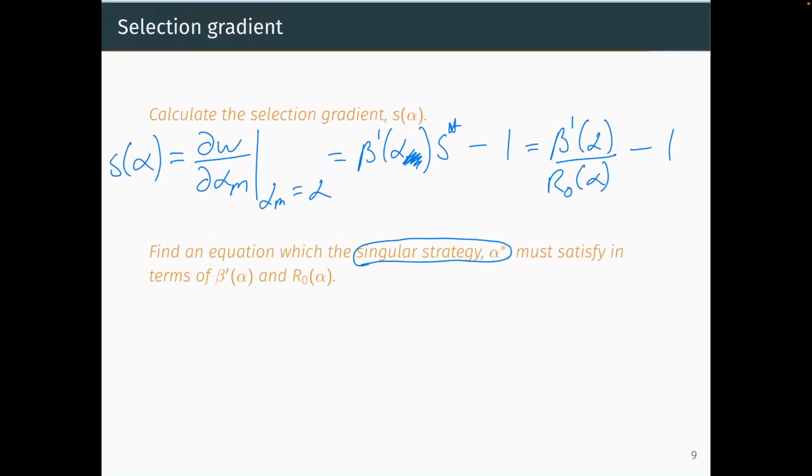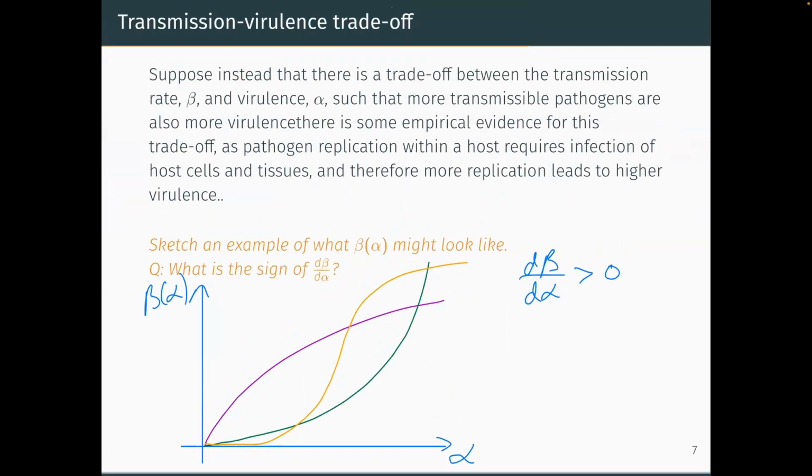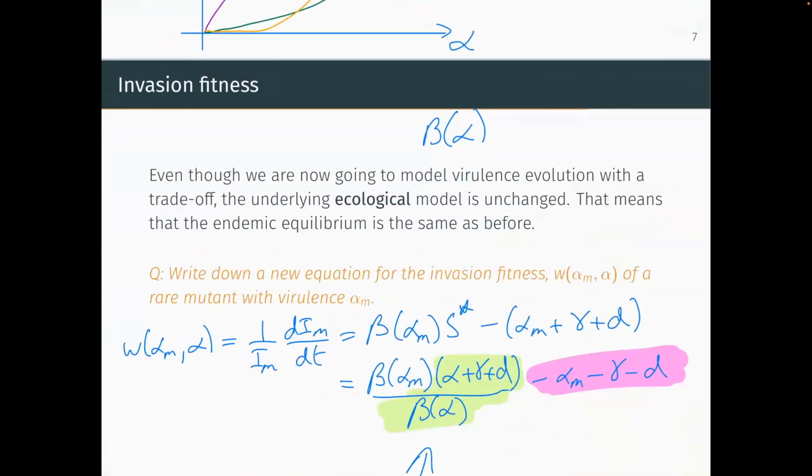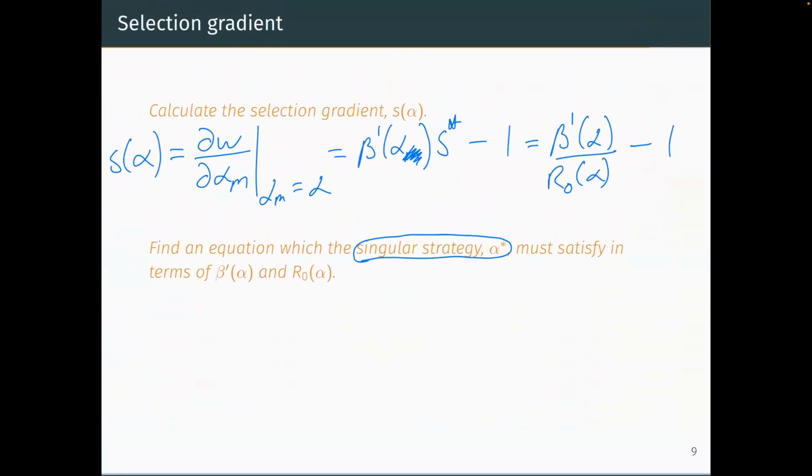So what must our singular strategy satisfy, regardless of whatever this function is? We just go back here for a second. We've not stated what this relationship is between beta and alpha, right? We've said it could be anything. But at a singular strategy, it must satisfy this being equal to 0, regardless of what that trade-off is.